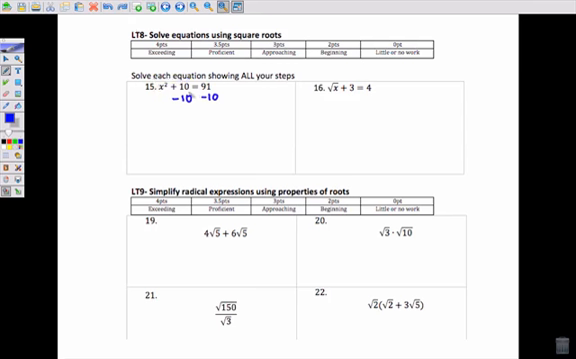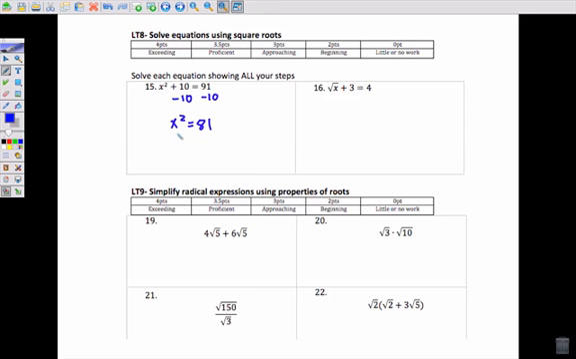Just like on learning targets 1 and 2, you want to get rid of the constant, and you want to make your square rooting the last possible step. So that leaves you with x squared equals 81.